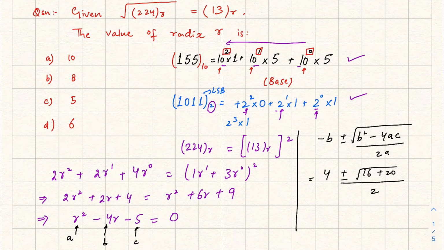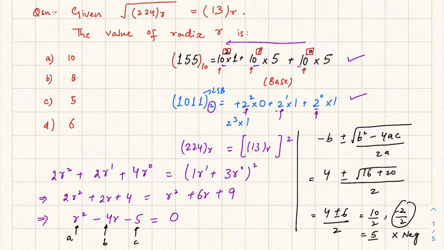If you solve this, it will be 4 plus minus under root 36, which is 6, divided by 2. So there are two answers, which can be 10 by 2, or minus 2 by 2. But the base cannot be negative. So there's only one possibility for the answer, and that is 10 by 2, which is 5. So the correct answer of this particular question is 5.